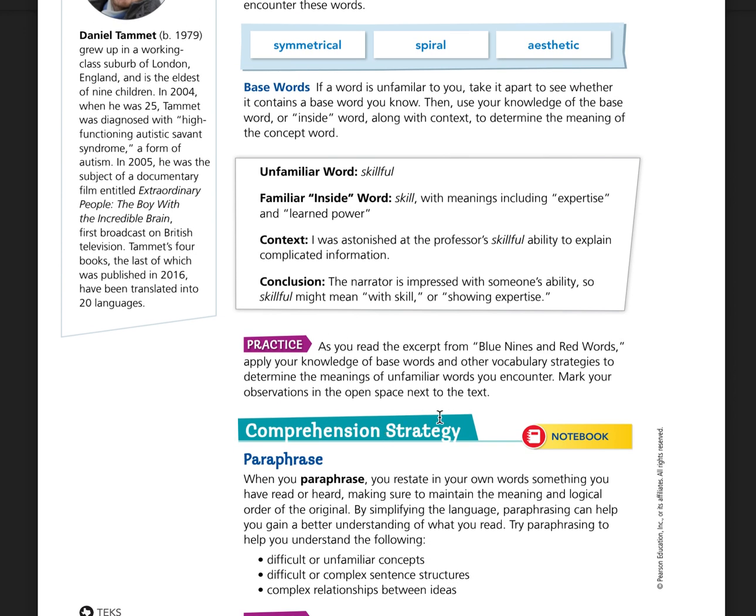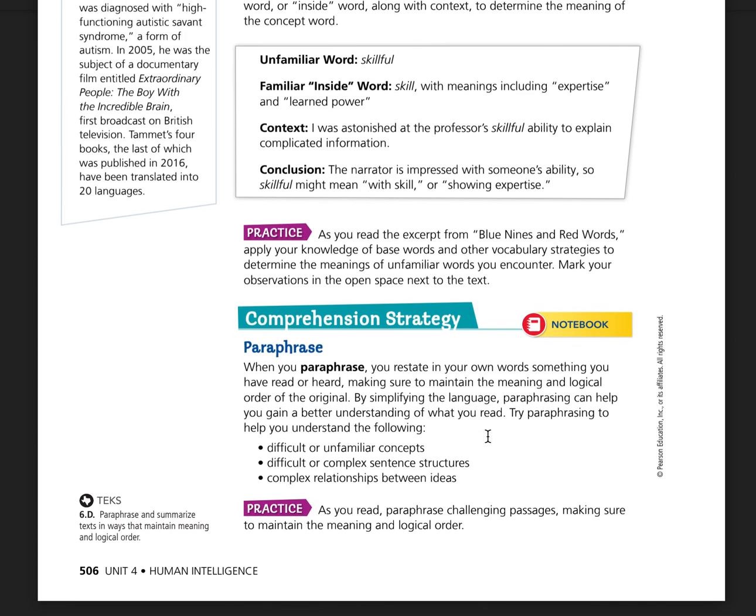So as you're reading this excerpt, you're going to apply your knowledge of base words and other vocabulary strategies, because that's how we read, and that's how we are continuing to build our content knowledge as we're moving into 9th grade. Yay, so exciting. And so you're going to be using those strategies to make sure that you know how to determine the meanings of unfamiliar words. And remember, if you don't know what that word is, you can always go to Merriam-Webster Online, which is the exact same dictionary that we use in the classroom. And you can always search your words that you're unsure of, or you're not sure what it means in this specific context, and find out the meaning there.